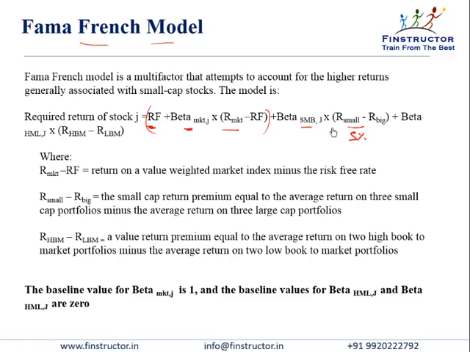So if you're a small company, then you are expected to deliver a higher return because the risks associated with smaller companies are also higher. They go bankrupt, they can shut down easily, and you can lose all your money. So this beta would be a high number for a very small company. Similarly, the expected return also depends on your valuation.